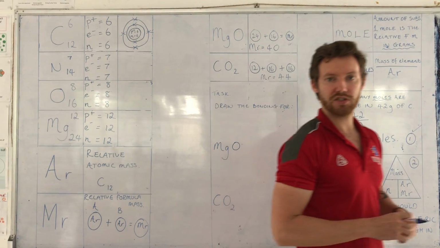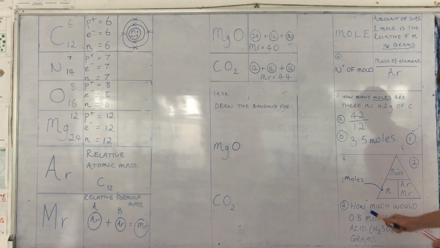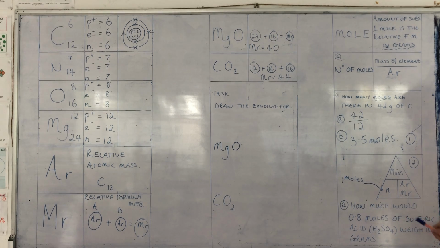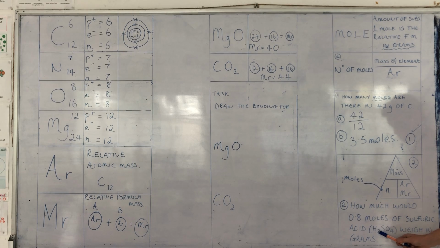So my question to you to complete is, how much would 0.8 moles of sulfuric acid, this is where you're going to be using your calculations, H2SO4, weigh in grams? So you might need to refer to your periodic table, you might need to use this data here and extract this information to use in your triangle.